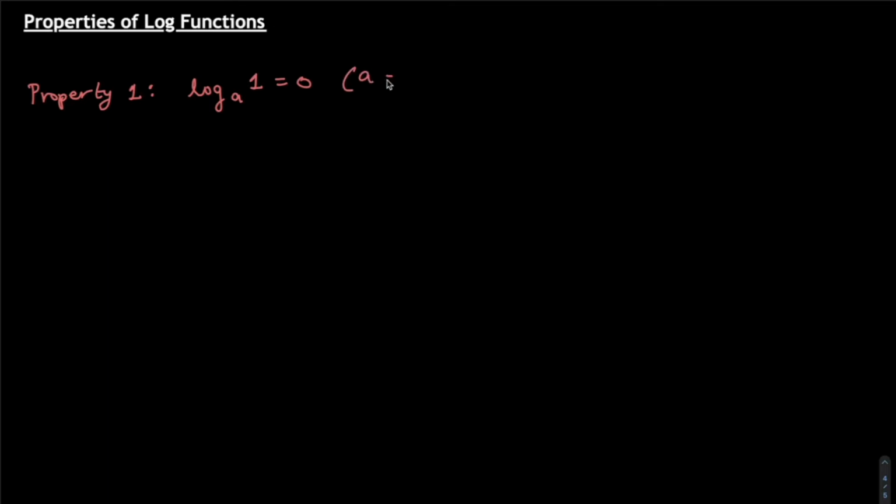For a does not equal 1 and a is greater than 0. There's a reason why I've done this. If you take a less than 0, you can plot it in Desmos, and you're going to get a weird function. It's not going to be a log function. So let me just rewrite the property. I don't really like the way it's written.